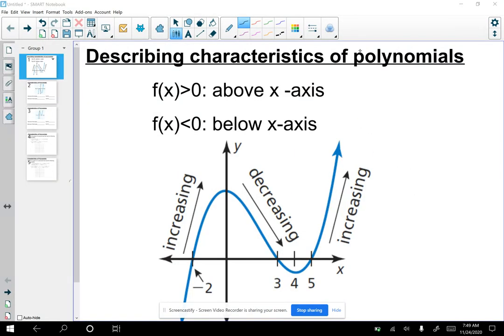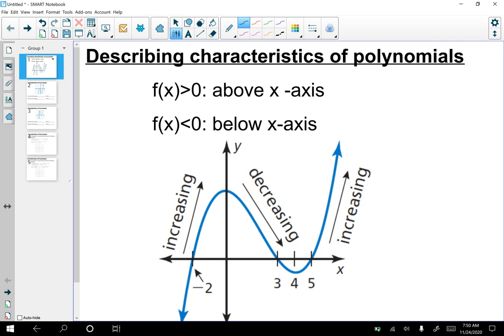Hello, this is a lesson on describing characteristics of polynomials. In this lesson, we're going to talk about increasing and decreasing of polynomials, as well as where f of x is greater than 0 and less than 0. We have already talked about increasing and decreasing functions when working with quadratics, so this is going to be very similar to that.